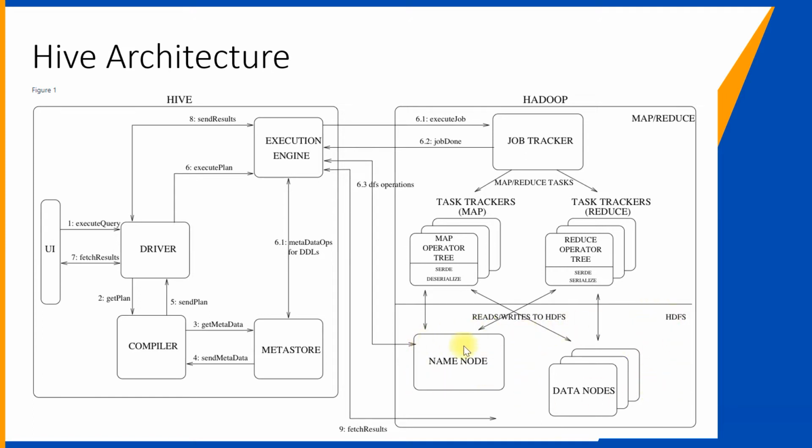All the data processing happens on the data node. Name node is something which controls the data node, right? It has the information of what part of data block is stored on what data node, right? So this is like a master, and these are the worker nodes, right?